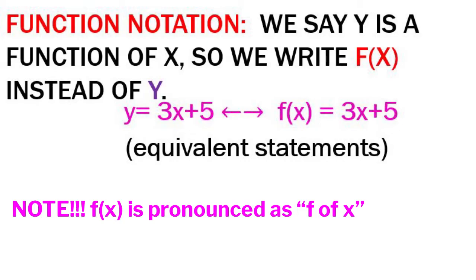First, let's review function notation. When we are naming a function, we say y is a function of x. The way we write it is we use f of x instead of y. So y is replaced by f of x, and these two are equivalent statements, meaning it doesn't matter which we use. However, when we want to indicate it's a function, we use f of x notation.